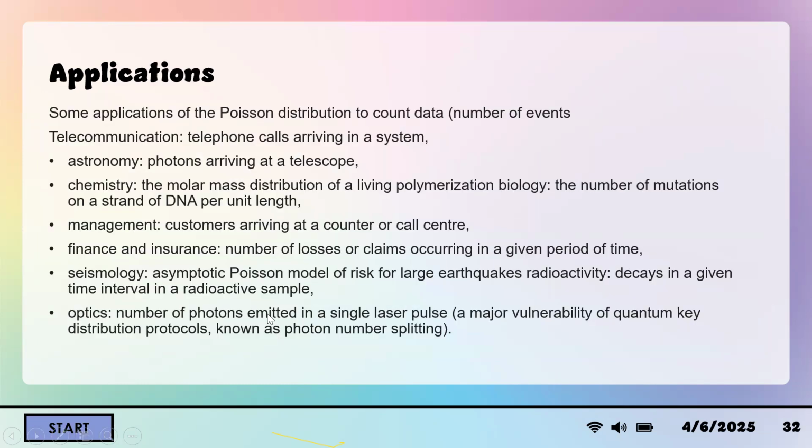Now, what are the applications? Some applications of the Poisson distribution to count data, number of events: telecommunication, telephone calls arriving in a system; astronomy, photons arriving at a telescope; chemistry, the molar mass distribution; management, customers arriving at a counter or call center; finance and insurance, number of losses or claims occurring in a given period of time; seismology, asymptotic Poisson model of risk for large earthquakes; radioactive decays; and optics, number of photons emitted in a single laser pulse.